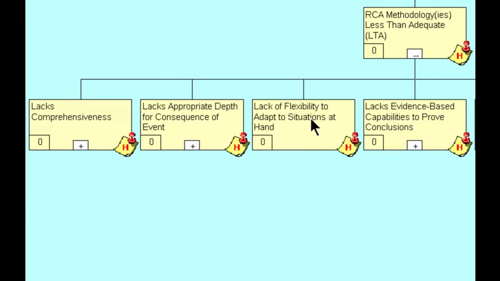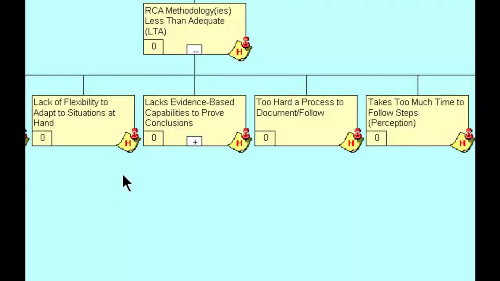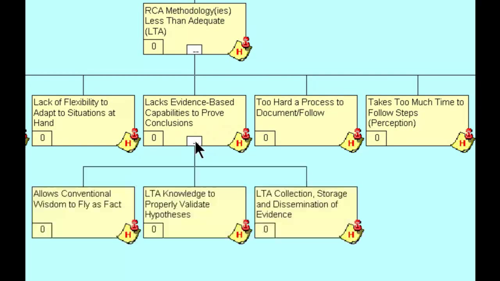Lack of flexibility to adapt to the situation at hand. Does the tool itself allow itself to be used for less severe consequences as well as very severe consequences? And then it's up to the analyst as to which capabilities of that tool they want to use to the greatest extent and to the least. Lacks evidence-based capabilities to prove our conclusions. We don't want a tool that will allow conventional wisdom to fly as fact.